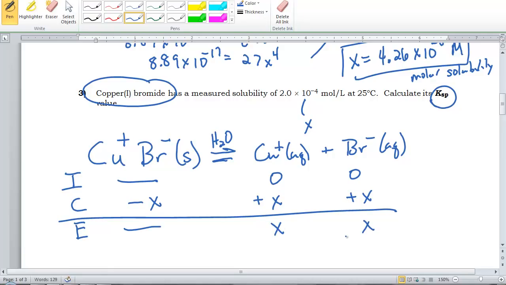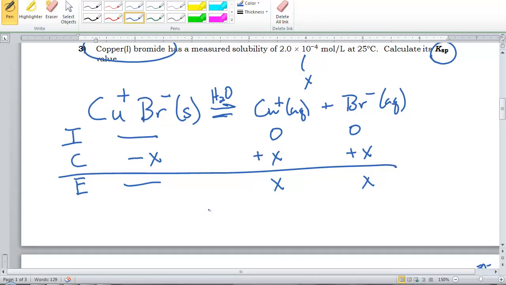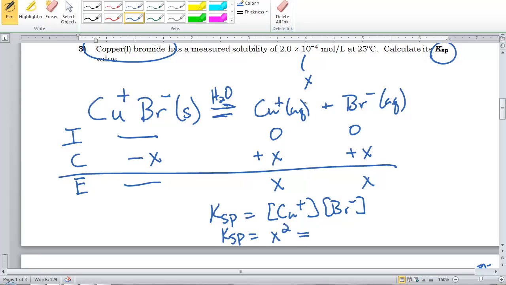And these are just X and X. And so our Ksp is just [Cu][Br]. Okay, plug in: Ksp is equal to X squared. I'm right at the bottom of the page, but you can see this. And they gave us our X value.